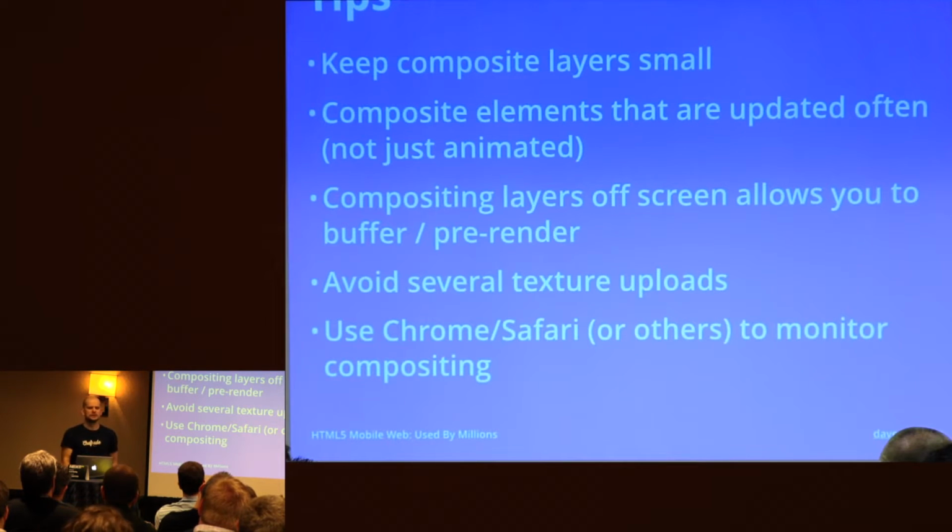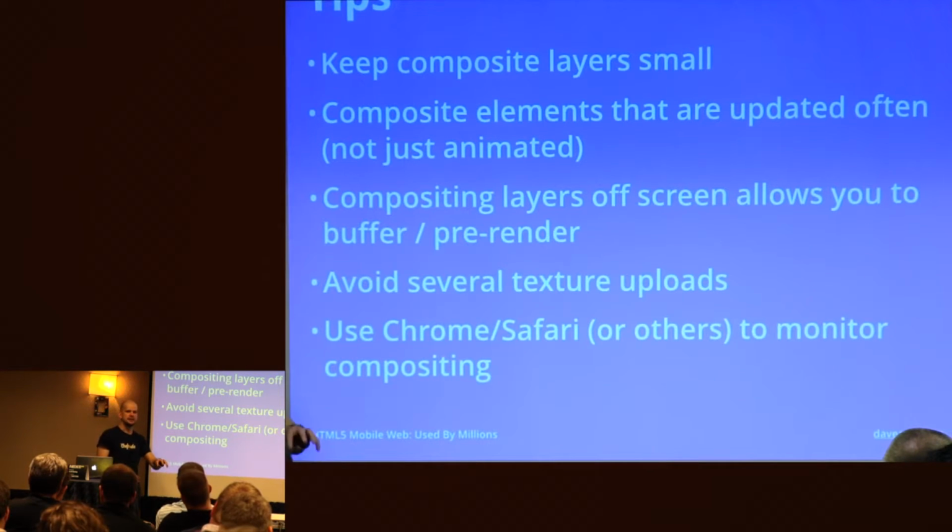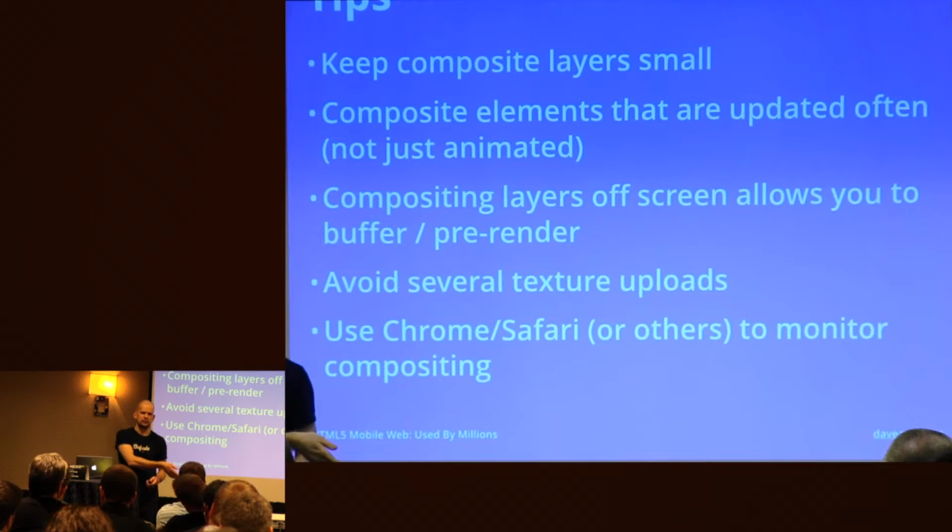Compositing a layer off screen allows you to pre-buffer or pre-render those elements. You can cache them for later use and then just quickly draw them to the screen. Avoid several texture uploads. That's the whole process from the CPU painting to the bitmap and then uploading to the GPU. If you're doing that every single frame of an animation, it's going to be very slow. So it might actually be better to go with just the CPU and not composite that.